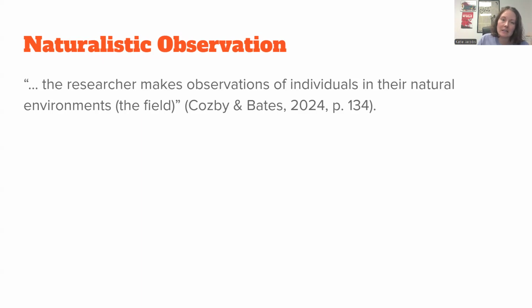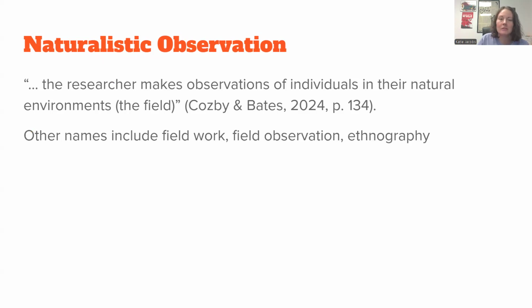Sometimes researchers find that there's significant differences in things that are tested in a lab where everything's controlled. And then when you deal with all the outside variables of real life, it really actually kind of changes what goes on. There are some other names for naturalistic observation, such as field work, field observation, or ethnography.